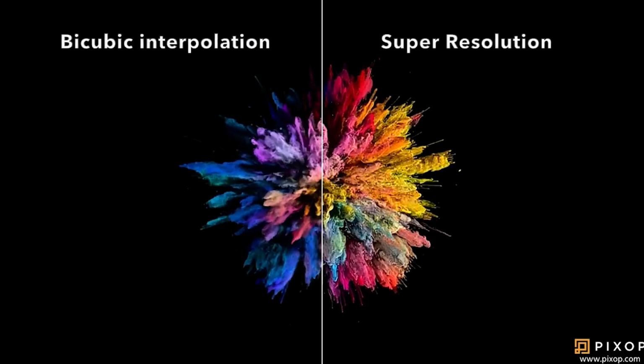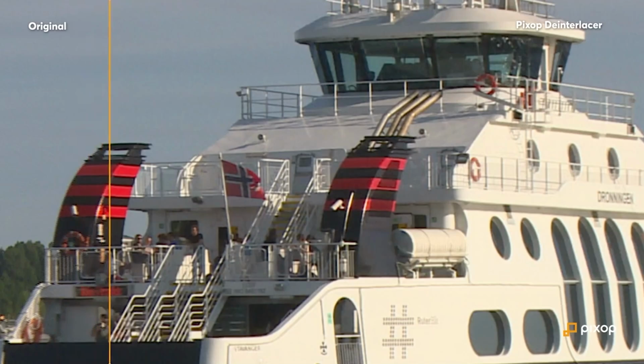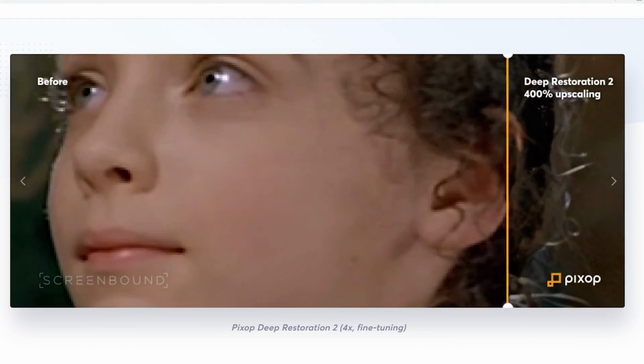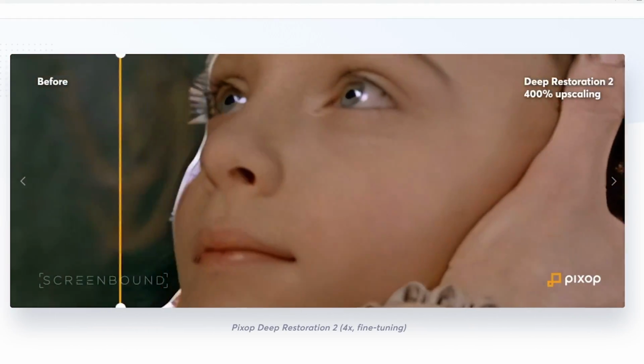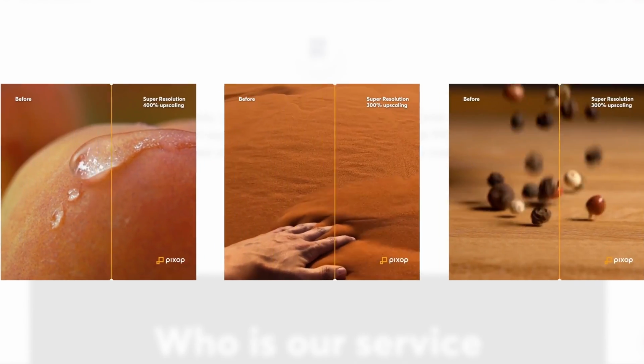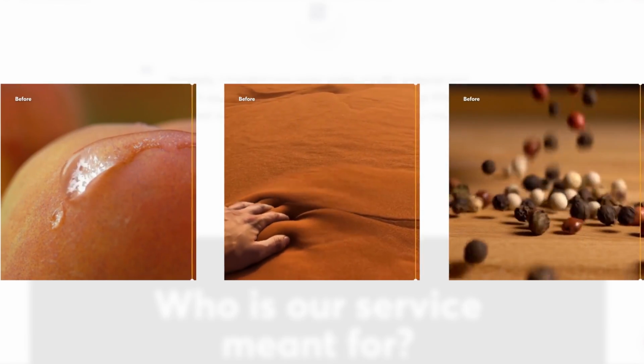Next up at number 6, we have pixop.com. This is an AI denoiser website that removes noise from your footage. It uses deep neural network technology to enhance the video quality, and it supports resolution up to 4K Ultra HD. This denoiser will help that footage that you've shot in low light conditions look way more professional and cleaner.